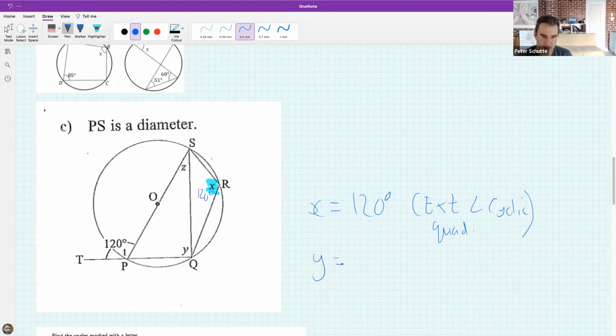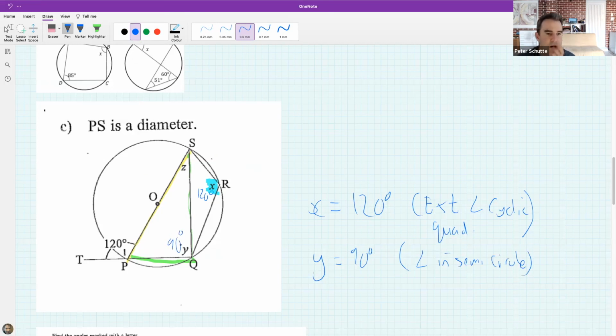And then Y, well, we did that review at the beginning of the lesson where we said, if you've got a diameter and you know that the diameter subtends an angle at the circumference, then it's going to be 90 degrees. So this angle Y is going to be 90 degrees. And if you're using full reasons, it would be angle in a semicircle.